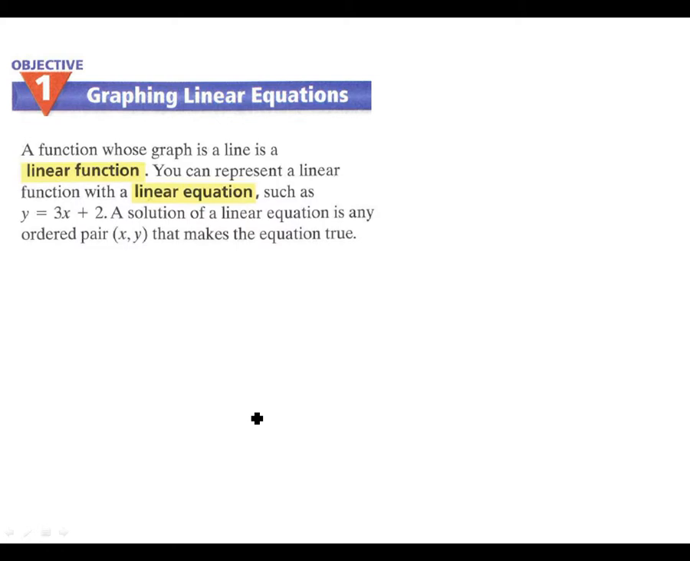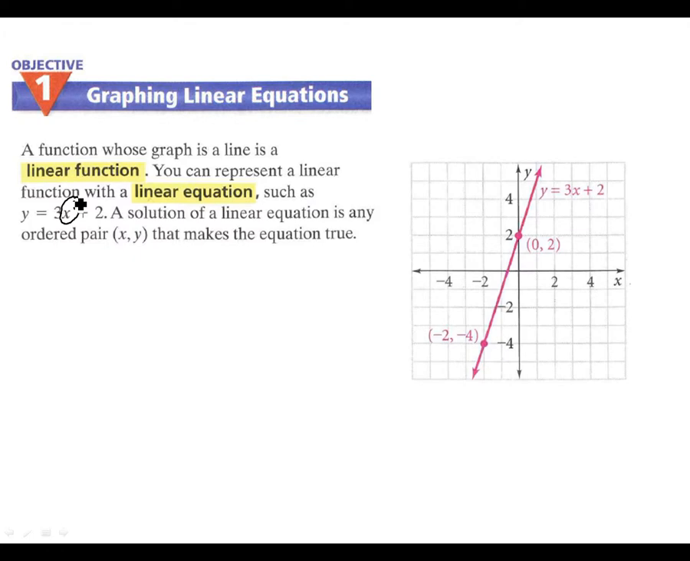Here's our first one. A function whose graph is a line is a linear function. Alright, so we said that already, and we can write that line as an equation by getting y on one side and x's on the other. What makes this a linear equation is it's x to the first power. That's going to be a straight line. And so the solution is any xy combination, any relation, the word from 2-1, that makes that equation work out. All right, so for this straight line, here's a couple examples.